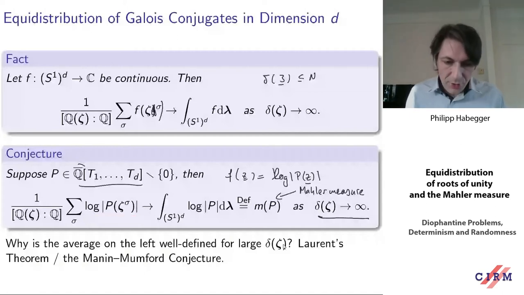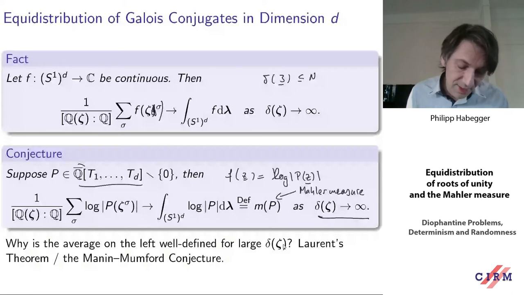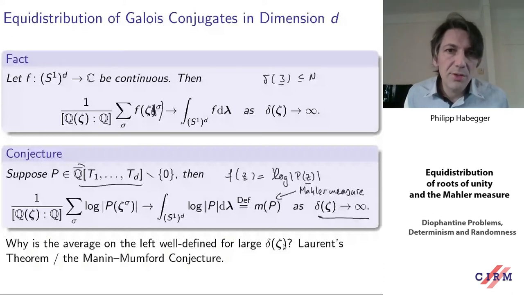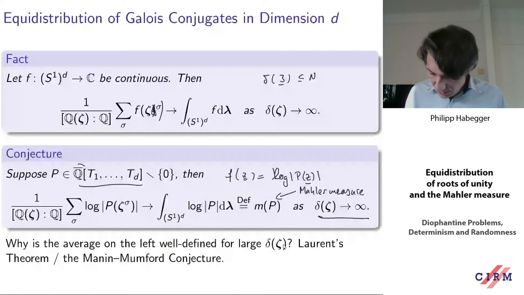Okay, so that's a conjecture. The conjecture is open, and I want to report on some progress towards this conjecture. In the case d equals 1, the conjecture is known by the result of Matt Baker, Eric, and Rumley.